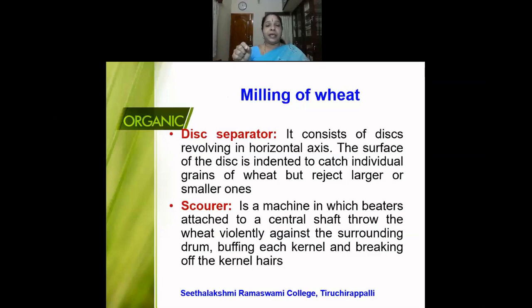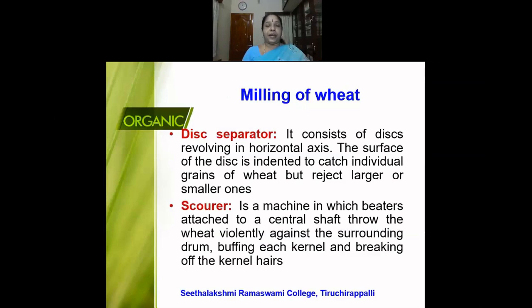In this indentation, only one wheat grain can fit itself. So in this indentation, they catch the individual grains of wheat and they reject larger or smaller ones. There are small depressions in the discs, and each depression is only the size of the wheat grain. We know the approximate size of the wheat grain, so only one wheat grain can be held in the indentation. If there are other grains along with the wheat, if they are larger or smaller, those grains will be rejected. So this is the purpose of the disc separator.